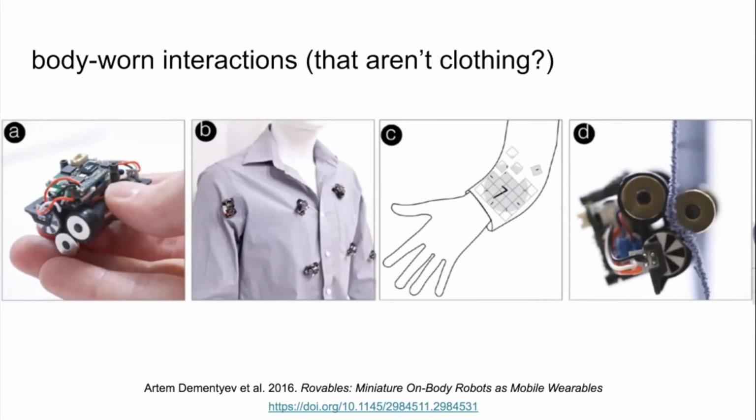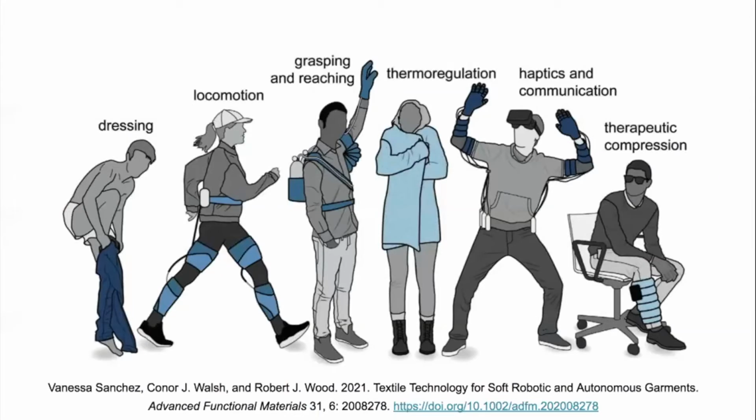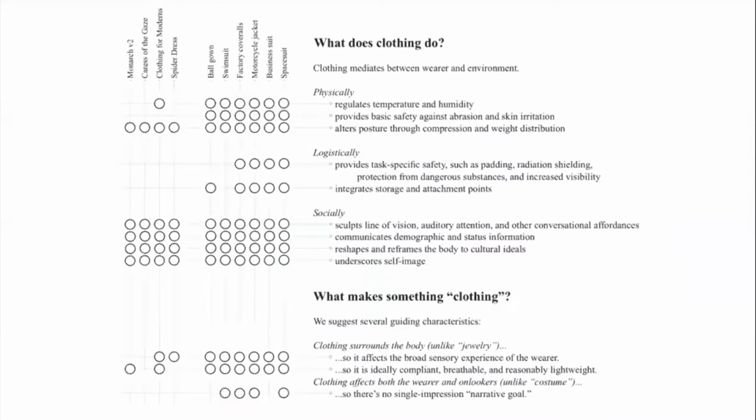There can be things on your body that aren't clothing. There can be things that augment the way your body interacts with the world in various ways. A lot of on-body technologies do these augmentation tasks. They help mediate your body in the world in a way that your body cannot do on its own. So I argue that clothing overall is an augmented interface between your body and the world. Costume is maybe more of a single note or narrative kind of thing, but clothing overall provides all of these different roles. And to me, crucially, it really is about the wearer's experience as well.